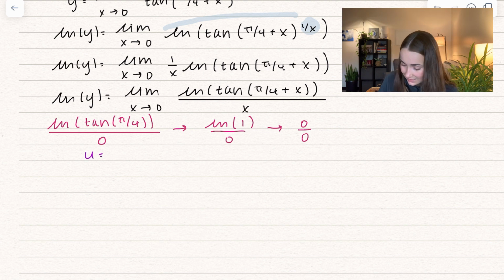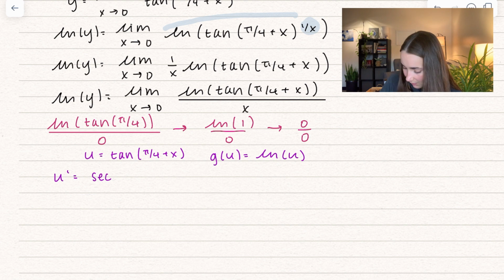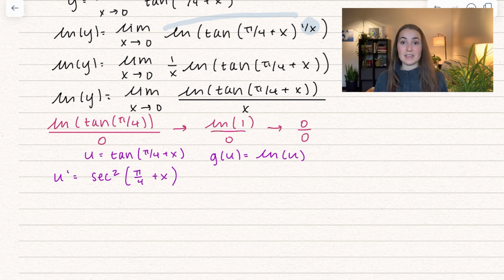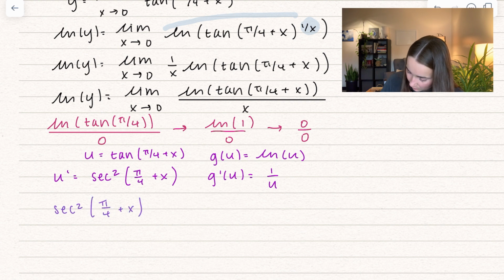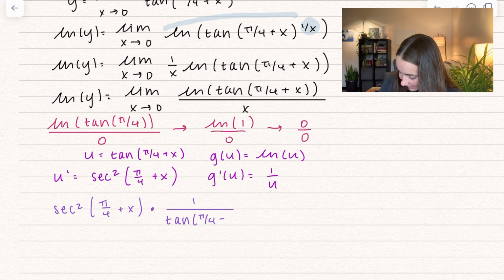So I have the inside u is equal to tangent of pi over 4 plus x. And I have the outside, g of u, is equal to the natural log of the inside. Okay, so u prime is going to be equal to the derivative of the outside, so secant squared at the inside. And this one's nice because when we multiply by the derivative of the inside, we're just multiplying by 1. The derivative of pi over 4 plus x is equal to 1. Now, g prime of u is going to be 1 over u. So when we set this up and we actually find the derivative, we have secant squared, and we're going to multiply that by g prime of u, but we're going to go ahead and plug u back in. So u was equal to tangent of pi over 4 plus x.